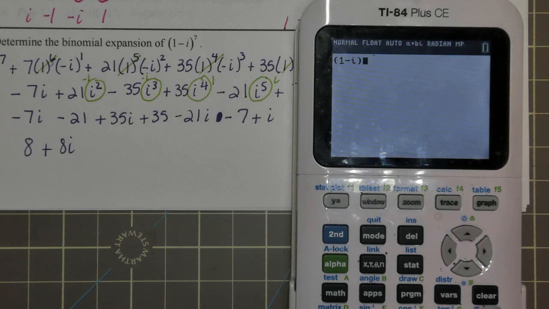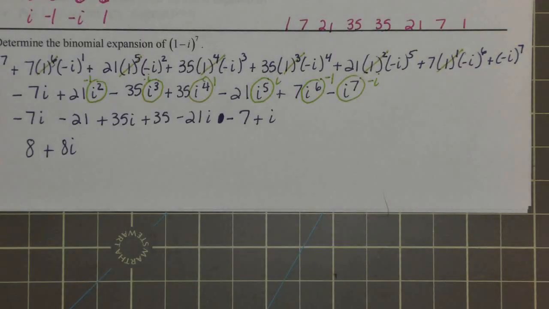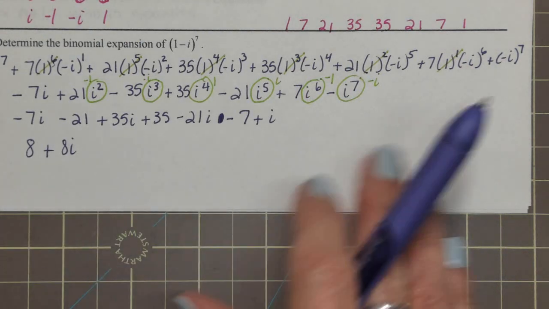And then we're raising that to the 7th power. Let's see if I'm right. Oh, I'm right this time. Super, super easy to add wrong on those. Okay, so that is the binomial theorem and Pascal's triangle.